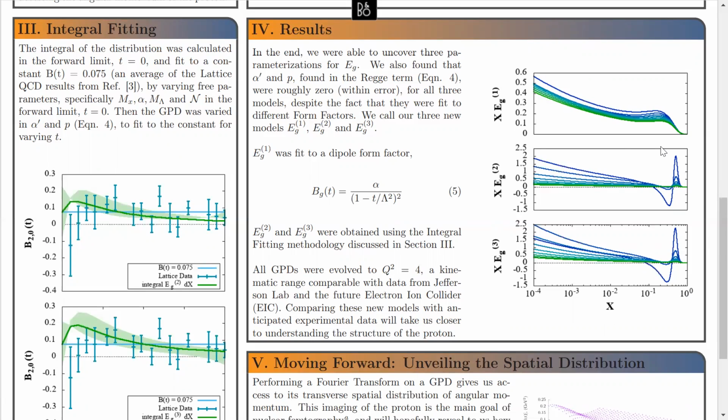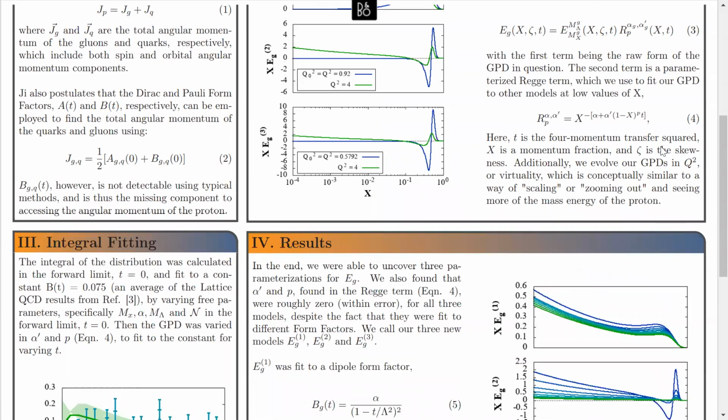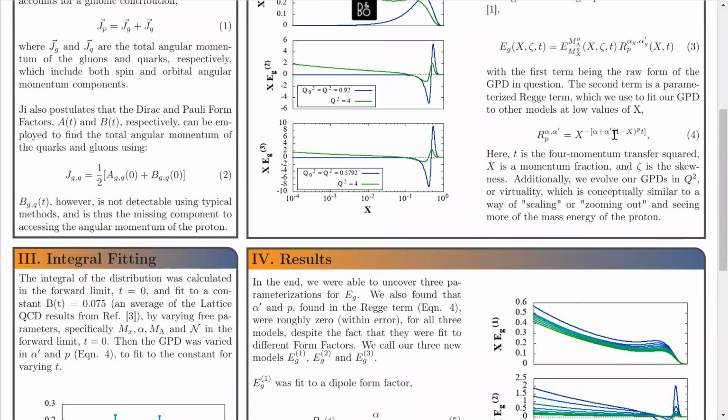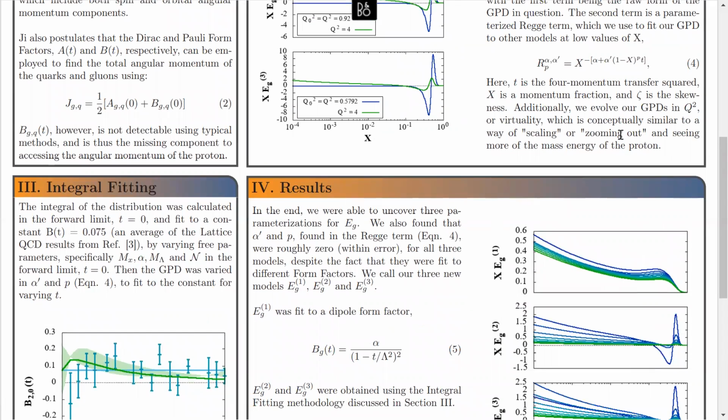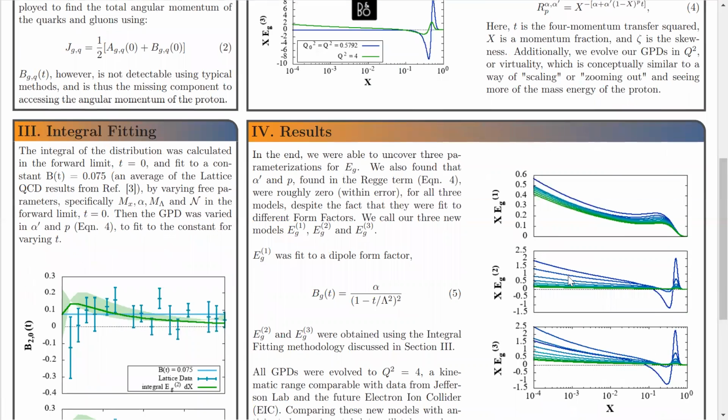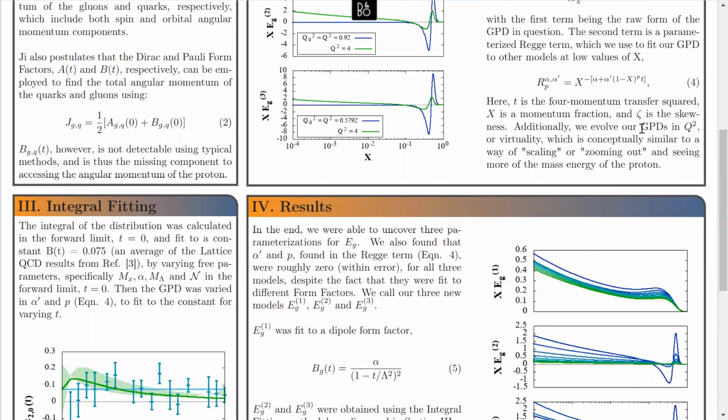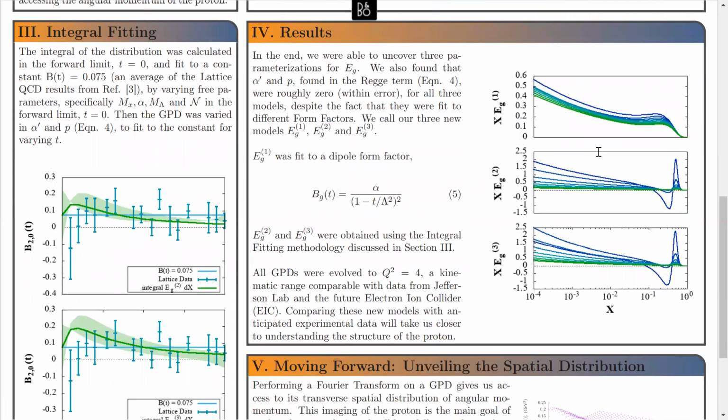What we also found interesting was that alpha prime and p, two variables found in the Regge term, within error ended up being about 0. So it's interesting that the Regge term, at least for EG, would not have any t dependence. All of our GPDs were evolved to Q squared equals 4.